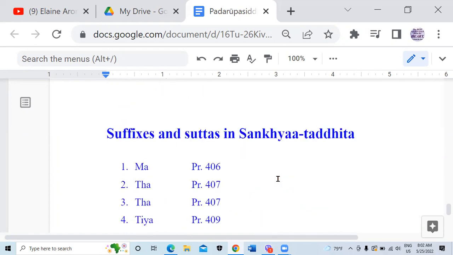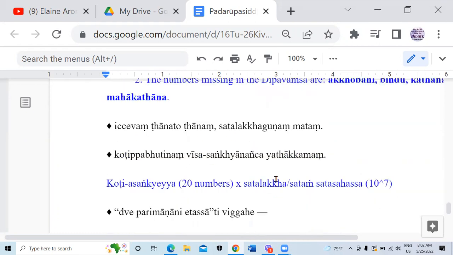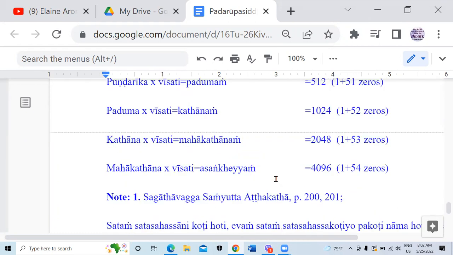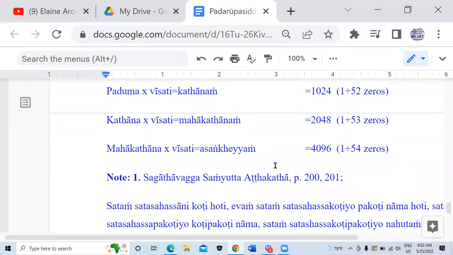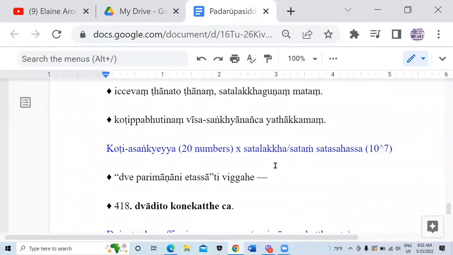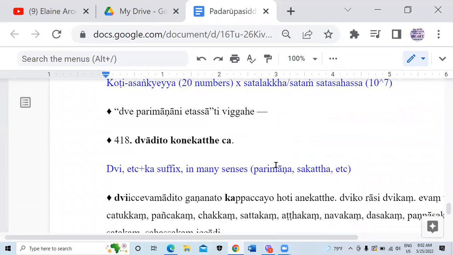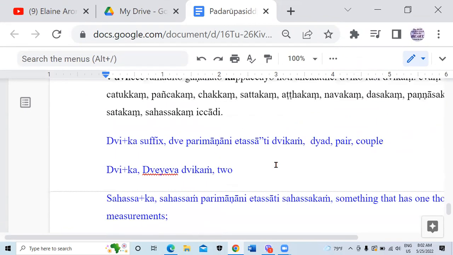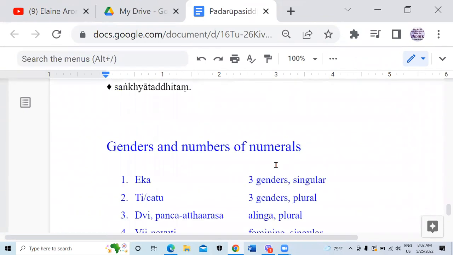In the last lesson we studied, I don't remember. In the last time, we studied the five types of Saṅkhyā, and we just did the first one, Saṅkhyātaddhita. Finished, right? Next topic, I think so.